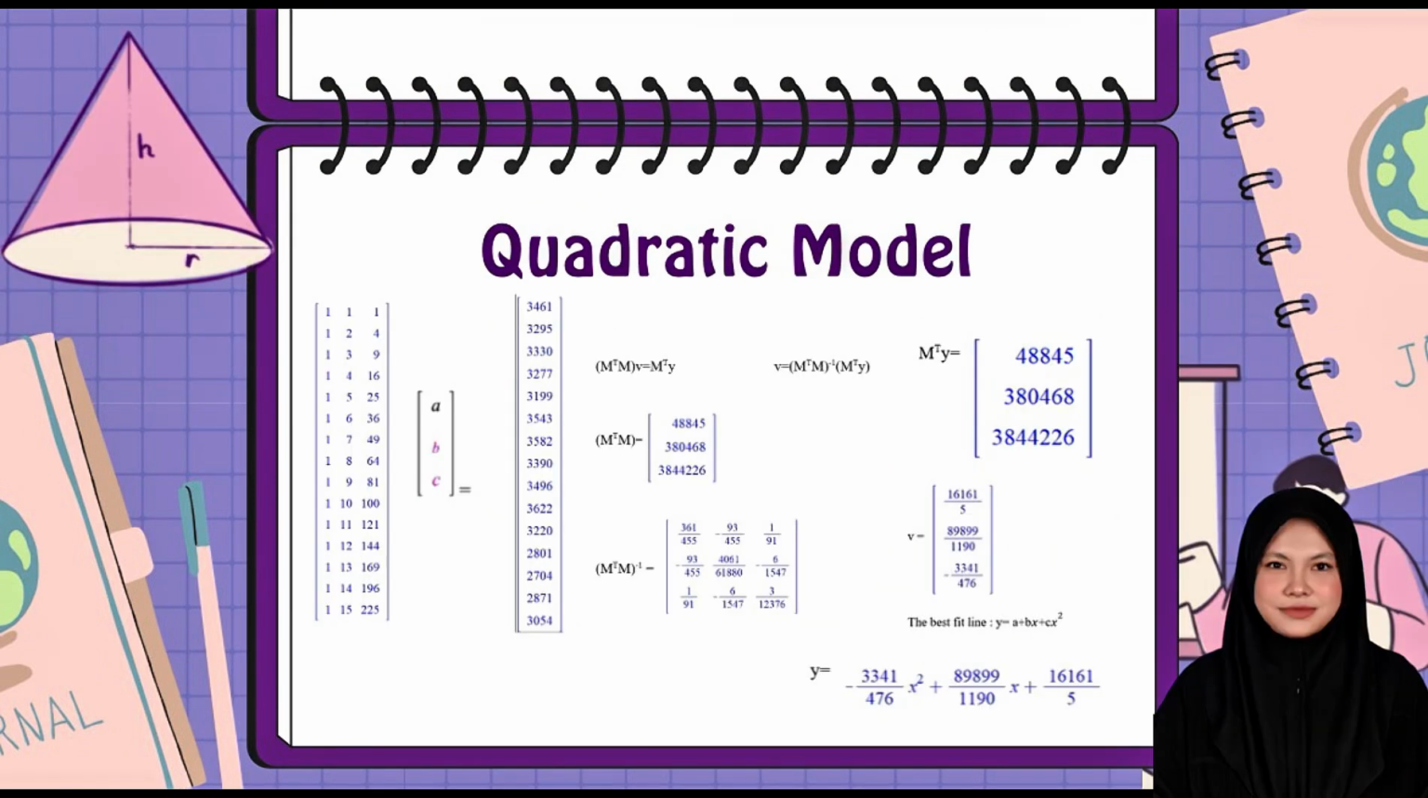Assalamualaikum. My name is Nur Izzah Atira binti Mahhusin. My part is the quadratic model. So, this slide shows the process of forming a quadratic model using the least squares method. The quadratic equation used is y equals a plus bx plus cx squared.